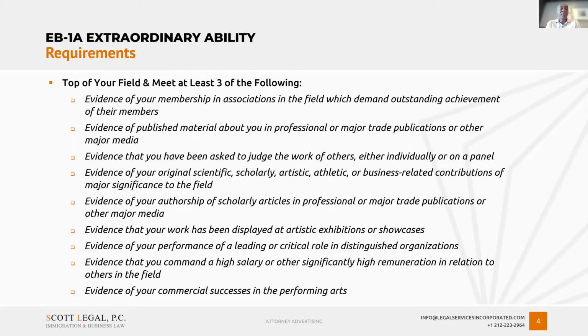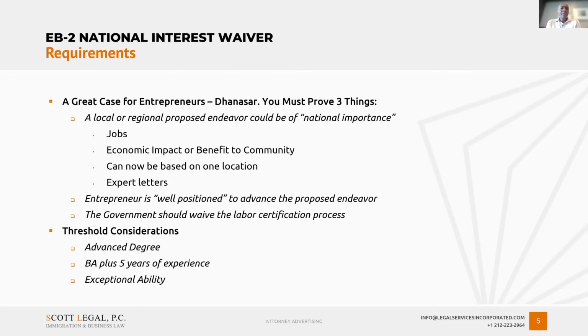And although the criteria are very similar, like O1 is very similar to EB1A, I almost think of EB1A as O1 squared. So whatever you have on O1, you're going to have more on EB1A to qualify. The next area where we see people commonly moving to a green card is EB2 national interest waiver. Now, EB2 has two elements. One is just a company sponsoring you for a green card, and the other one is the national interest waiver.